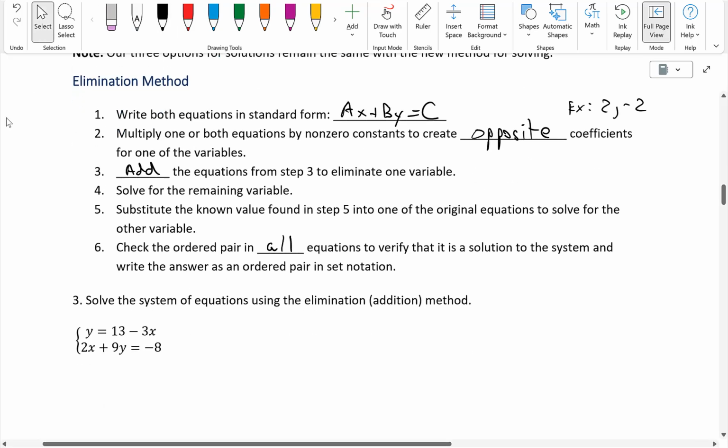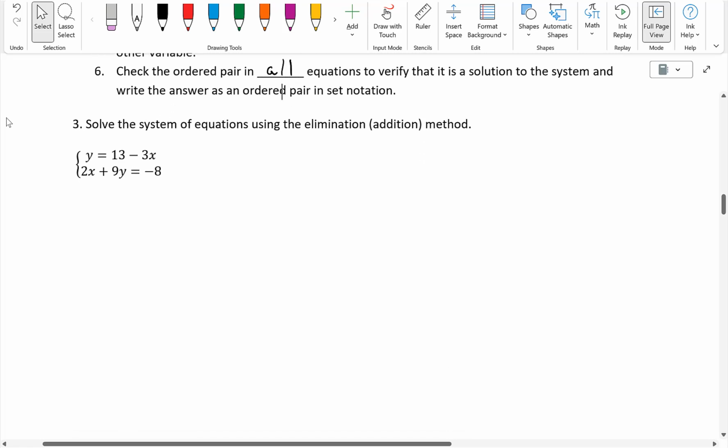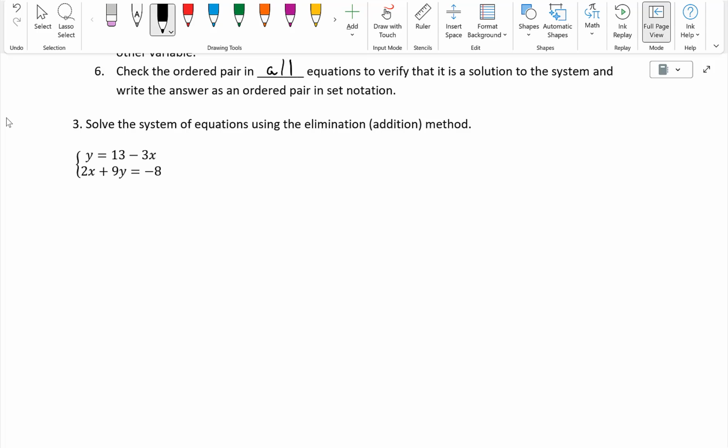So for 3, we set it up slightly differently, but same equations, I promise you. Solve the system of equations using the elimination or addition method. So in this one, we had y equals 13 minus 3x and 2x plus 9y equals negative 8. Because that first one has been given to us in a different form, we're going to add that 3x on both sides so we can get it into the standard form, 3x plus y equals 13. And then our second equation was 2x plus 9y equals negative 8.